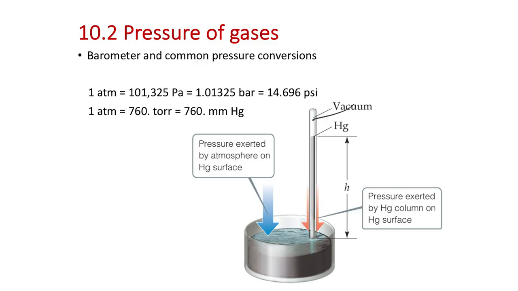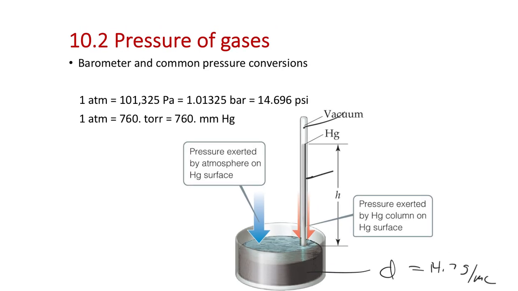An interesting question would be, how tall would the straw have to be in order to not be able to use the straw to drink a beverage? It would have to be about 14.7 times that of mercury. Standard atmospheric pressure ends up being 760 millimeters of mercury. Mercury is a lot more dense. The reason why we use mercury in a barometer is the density of mercury is about 14.7 grams per milliliter. So we're balancing out the weight of that atmosphere with mercury.